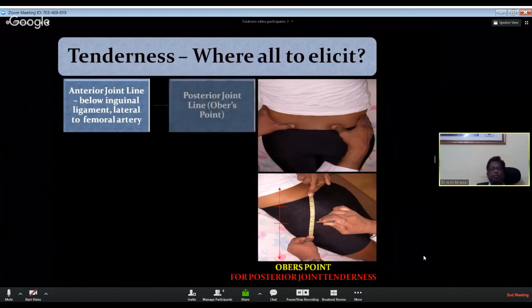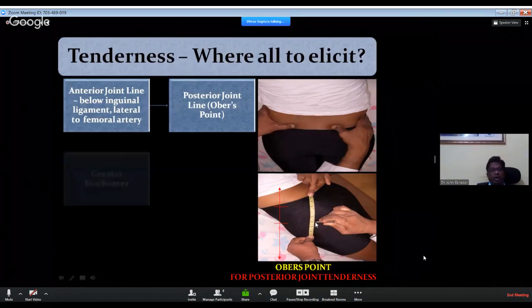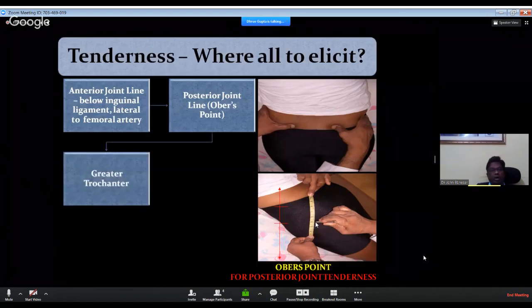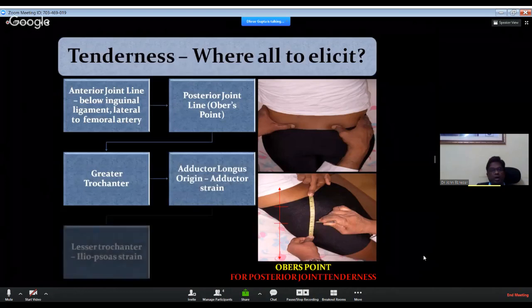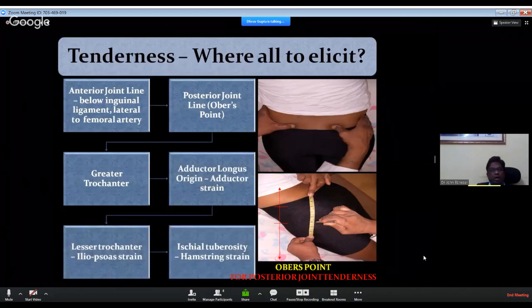Then the posterior joint line. That is Ober's point. That is the posterior joint line, and this is where you are going to elicit the posterior joint tenderness. Greater trochanter is another very important area for tenderness. Adductor longus, or adductor strain, is another. Then lesser trochanter, or iliopsoas strain. Ischial tuberosity, or hamstring strain. So these are the palpation points.